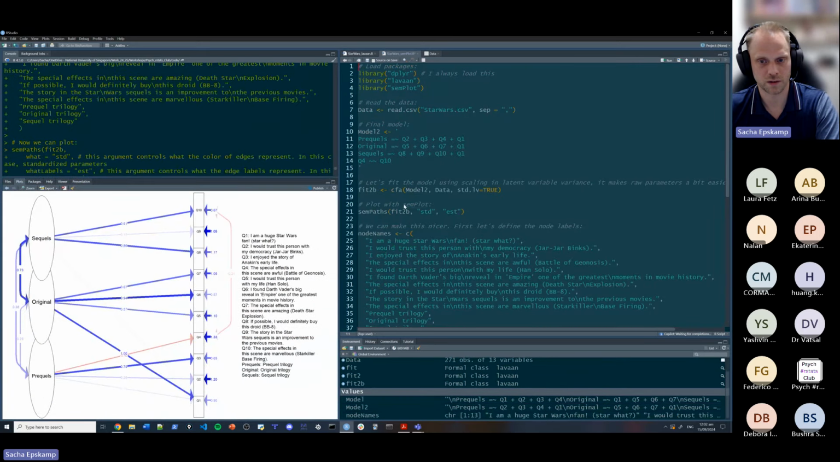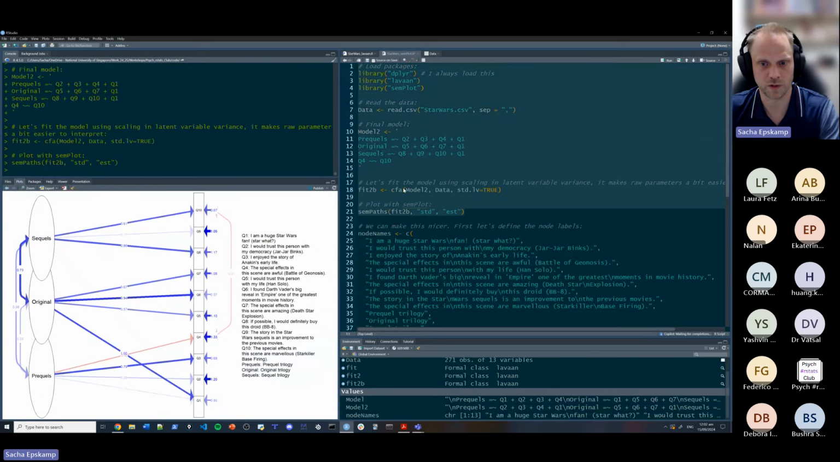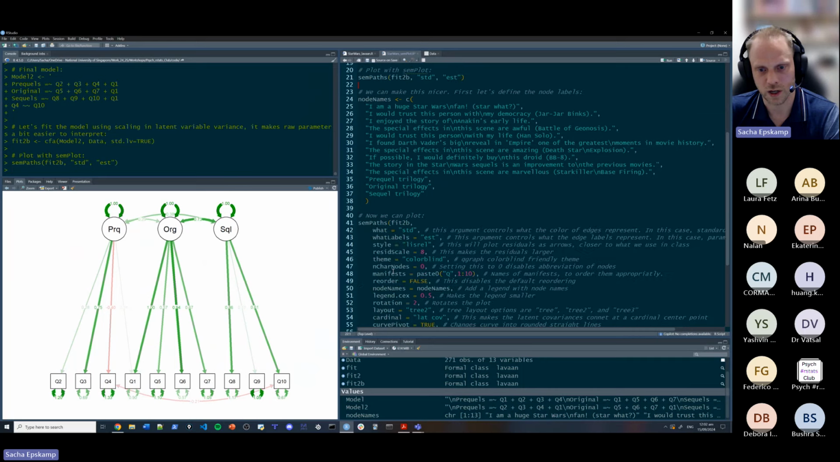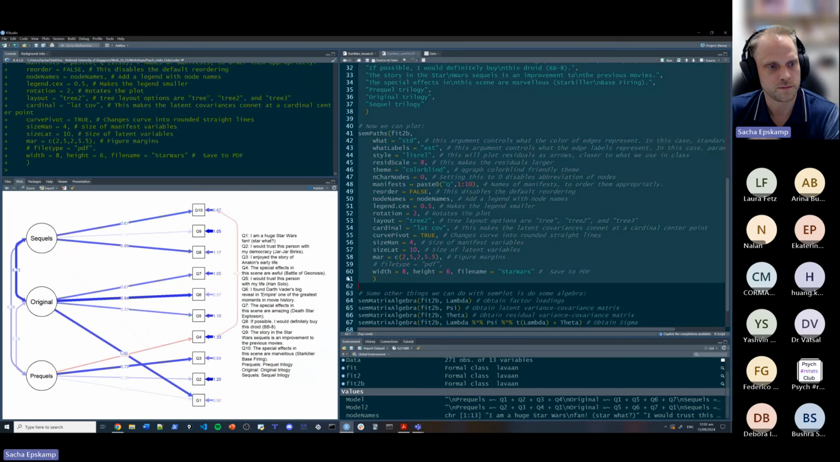For example, like this. So you can put the fit object here and then say standardized. I want the paths to be standardized, which is nice because then this is the vector loadings, and include labels of the estimates. And here to show how you can make it much more fancy, like for example, a diagram like that.